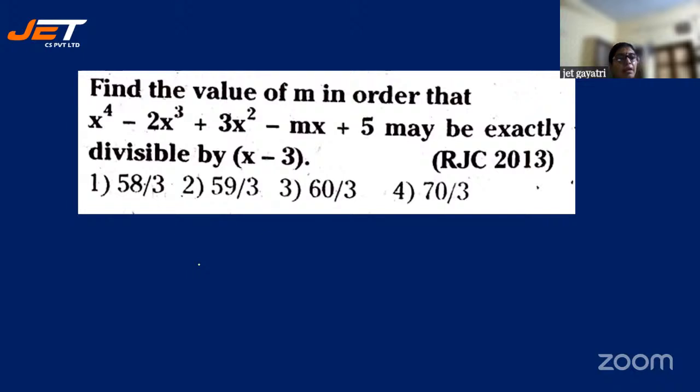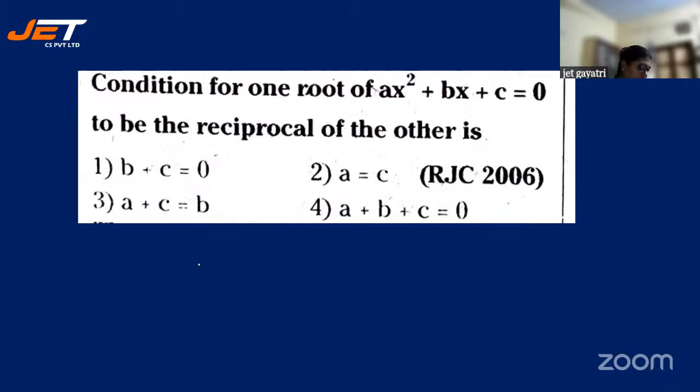Very simple. Find the value of m in order that x power 4 minus 2x cube plus 3x square minus mx plus 5 may be exactly divisible by x minus 3. Alright, so only when you work it out, we'll get the answer. So how has this to be done? x power 4 minus 2x cube plus 3x square minus mx plus 5, when it is divisible by x minus 3, your remainder would be 0. Alright. So thereby you will get your answer as 59 by 3. Okay.